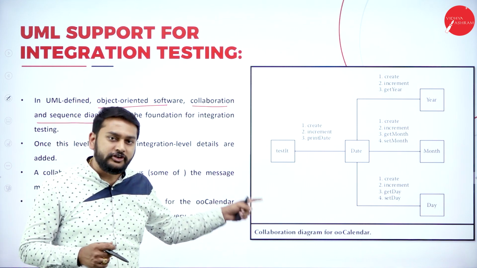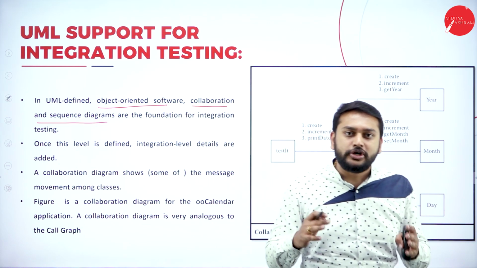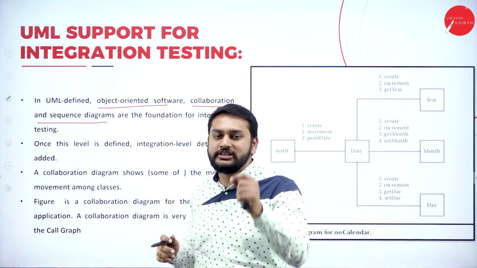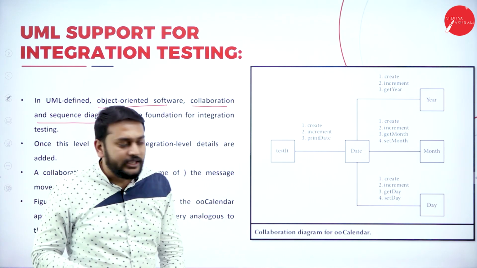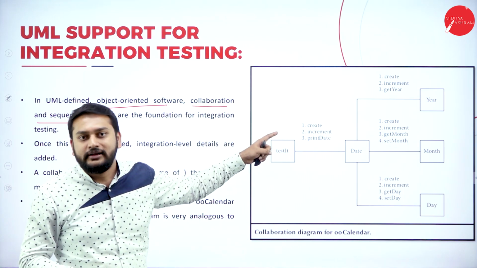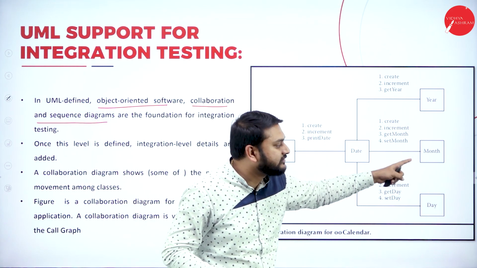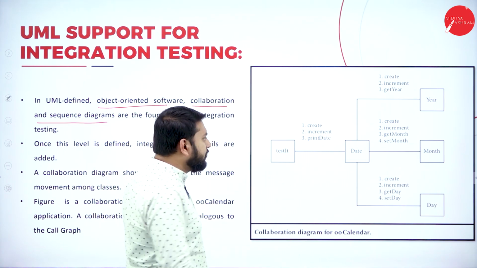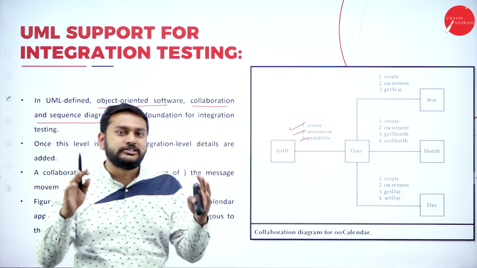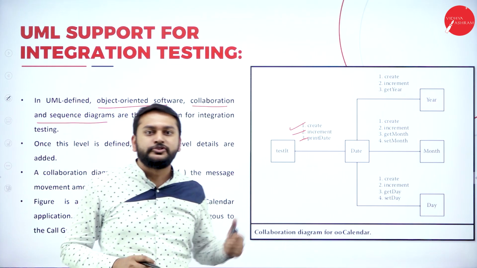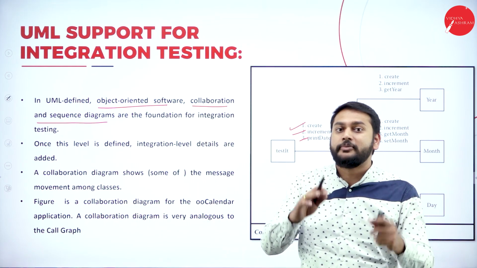This is an example that I've taken here. Collaboration diagrams give you a complete picture of how exactly the message is being sent across the different classes that I have in the system. Here I've taken an example of a calendar, and I'm treating these as the different classes in this system. You need to observe that all these are the messages being sent across the classes. This is what you need to understand with respect to the collaboration diagram.